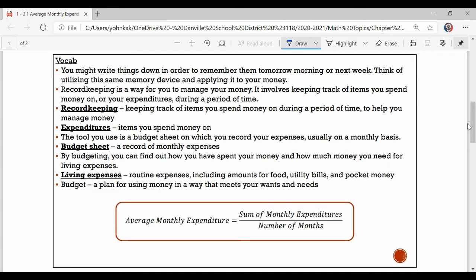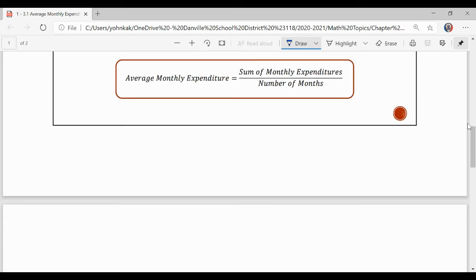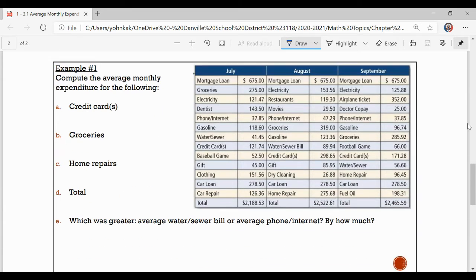All we have to do is take the average: add up the sum of monthly expenditures, and then divide by the number of months you added, just like a regular average. Here is a portion of a budget: July, August, and September. Compute the average monthly expenditure for the following.